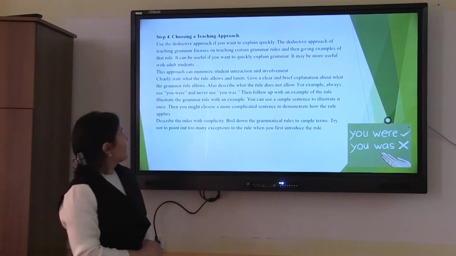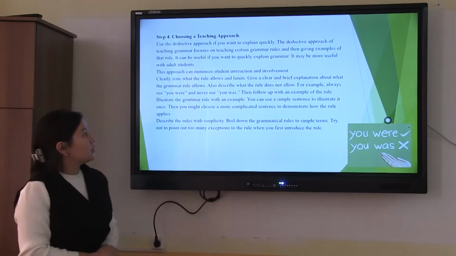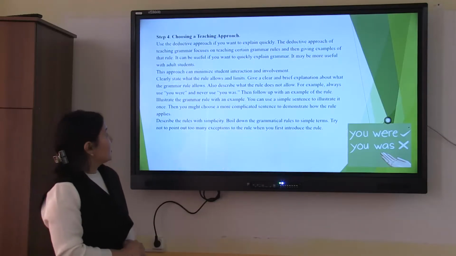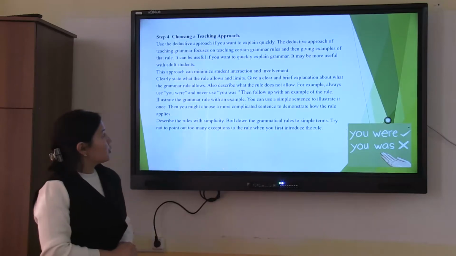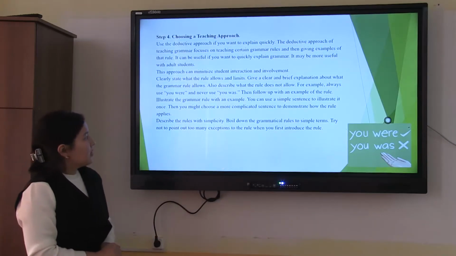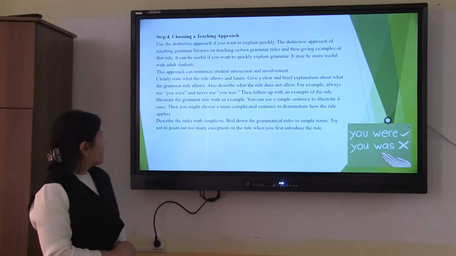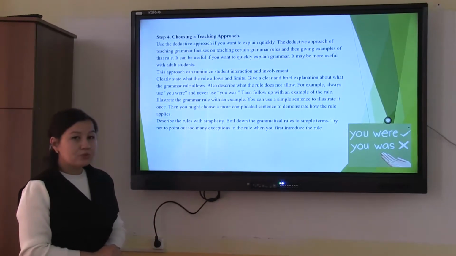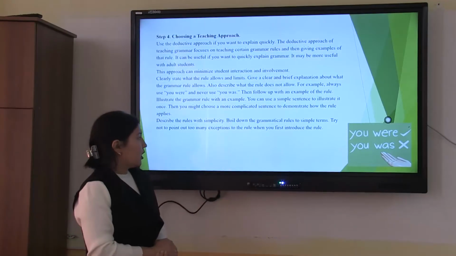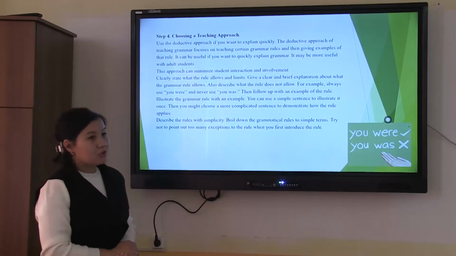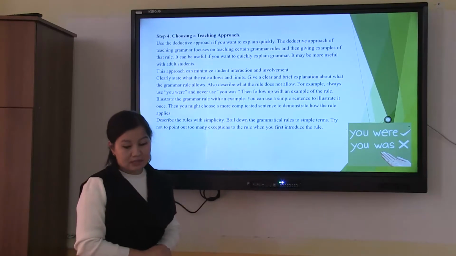The deductive approach of teaching grammar focuses on teaching grammar rules and then giving examples of that rule. It can be useful if you want to quickly explain grammar. It may be more useful with adult students. And you have to describe the rules with simplicity. You have to boil down the grammatical rules to simple terms so that the student can easily understand.